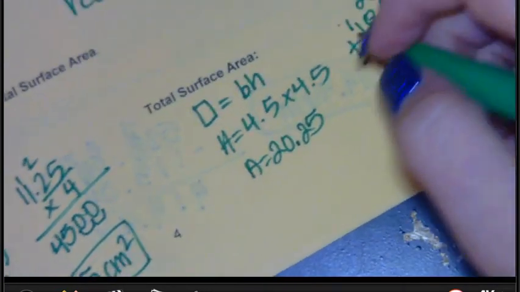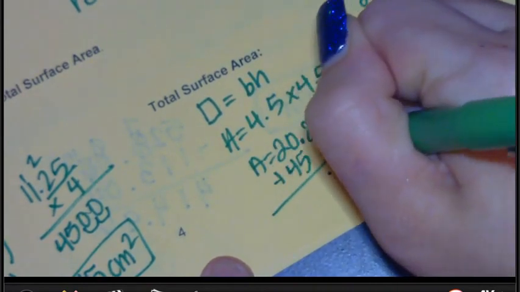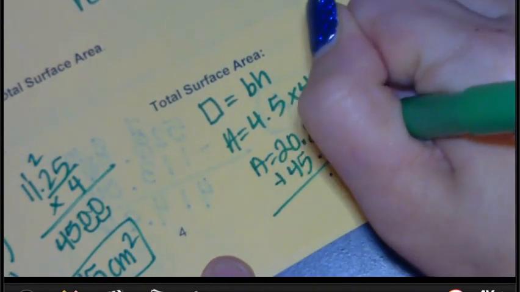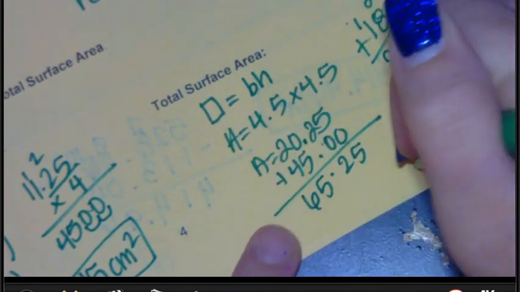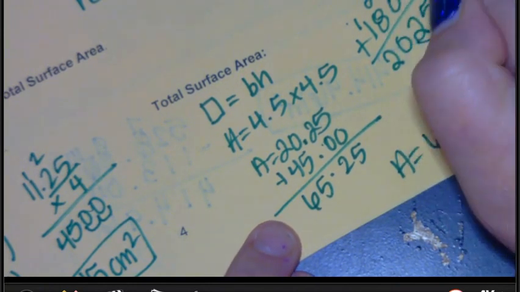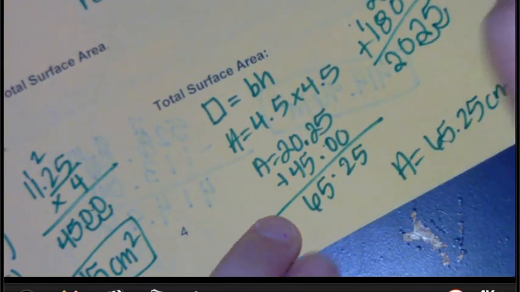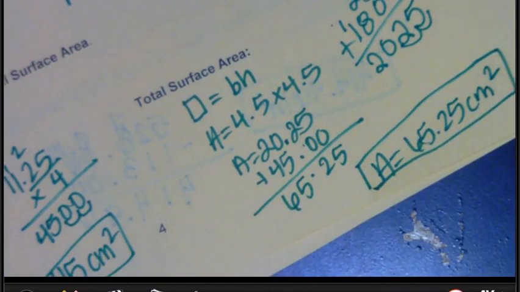So I'm going to add 45 to this, bring down the decimal of 0.25. 0 and 5 is 5. 4 and 2 is 6 to give me a grand total surface area of 65.25 centimeters squared.